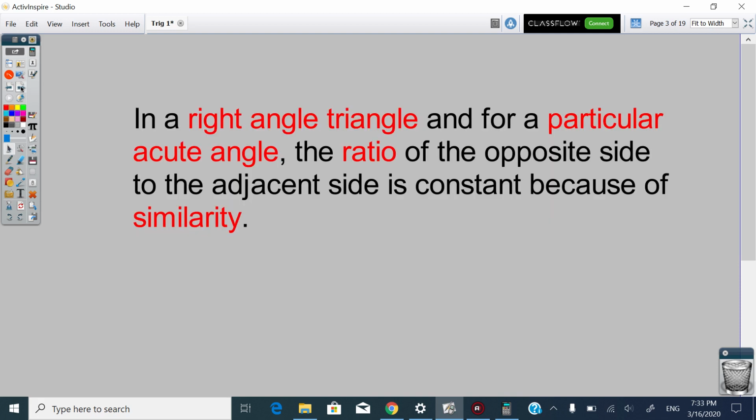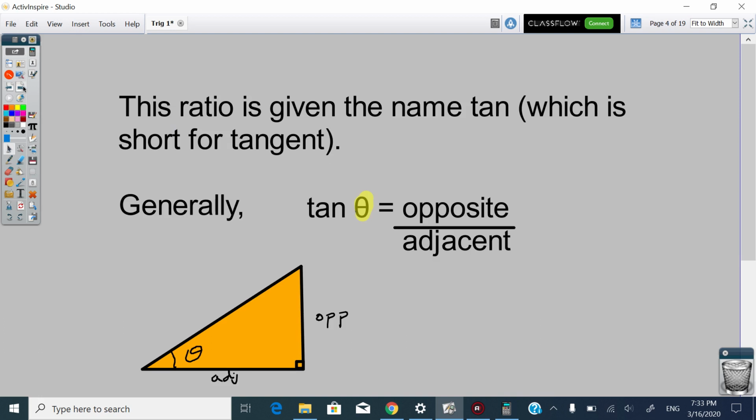In fact, we can say that in a right angle triangle, and for a particular acute angle, in this case it was the 40, the ratio of the opposite side to the adjacent side is constant because of similarity. Now this ratio is very important, and it is given a special name. That name is the tan, which is short for the word tangent. And generally speaking, we define tan theta as the opposite to theta divided by the adjacent to theta.